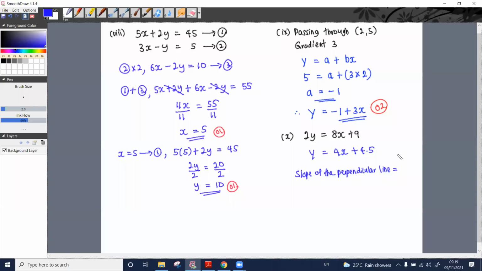That is the negative reciprocal of the slope. Yes, negative reciprocal. Negative reciprocal of the slope. Negative reciprocal.